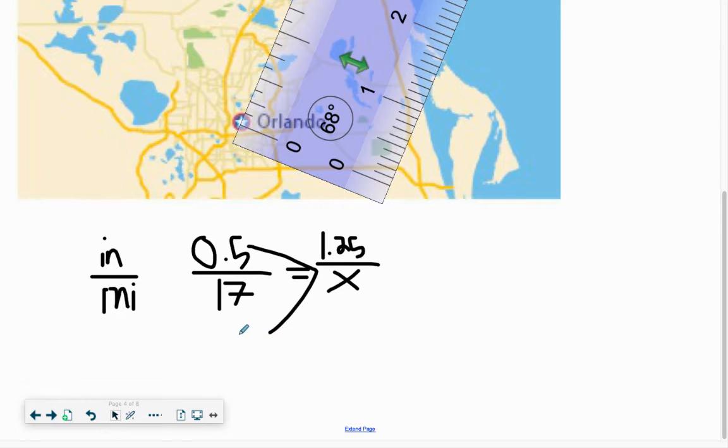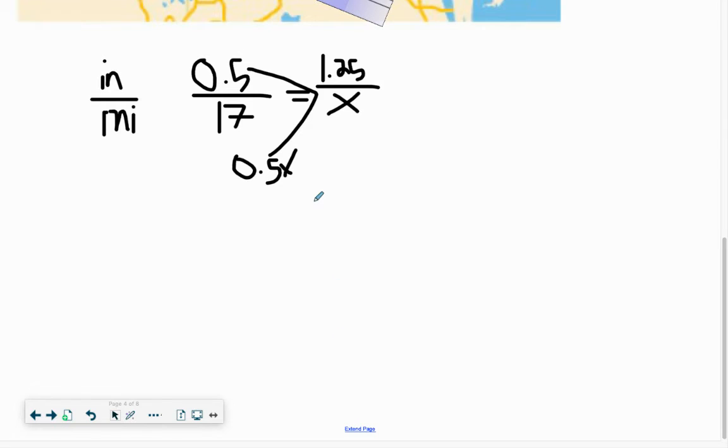So we take and do the cross product, get a lovely half x or 0.5x. And that is equal to 17 times 1.25, and we cross our fingers and hope that comes out nicely. Not too bad, but it comes out to be 21.25.